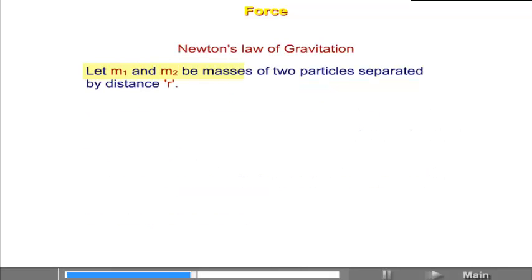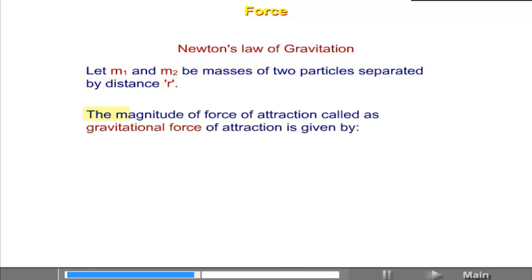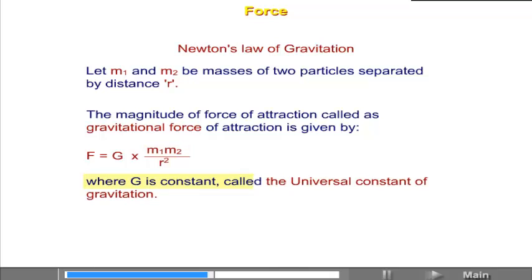Let m1 and m2 be masses of two particles separated by a distance r. The magnitude of the force of attraction, called the gravitational force of attraction, is given by F = G m1 m2 / r², where G is a constant, called the universal constant of gravitation. G = 6.67 × 10^-11 N m²/kg².